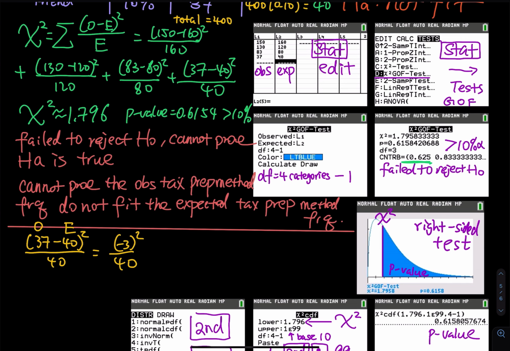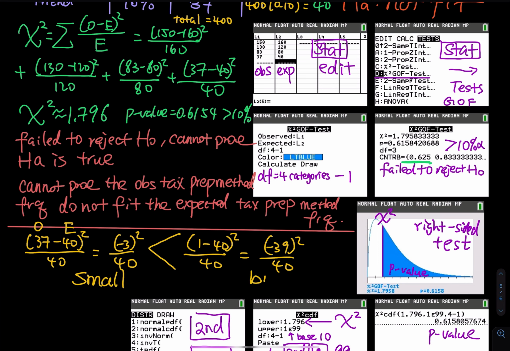So to give you a very clear contrast, how about this? What if I have 1 minus 40 squared divided by 40? Which one is big, which one is small? Clearly, the 1 minus 40 gives you a negative 39 squared. Negative 39 squared is a huge value, divided by 40, that is still very big. So that means the second fraction is greater than the first fraction. So this, you have a small fraction. This, you have a big fraction.